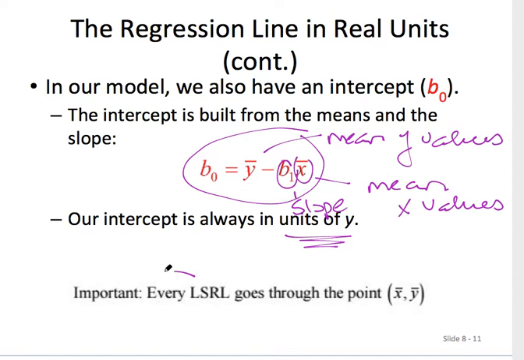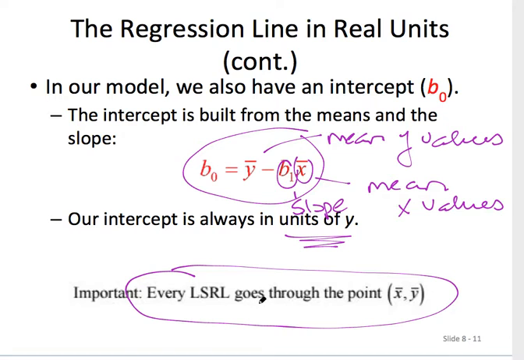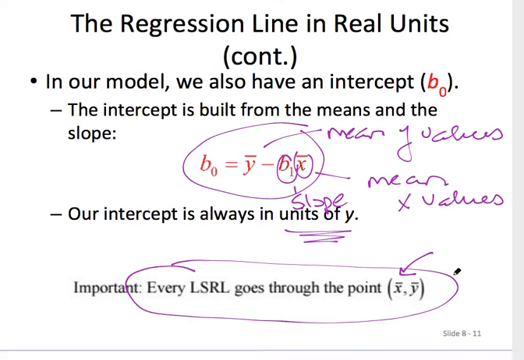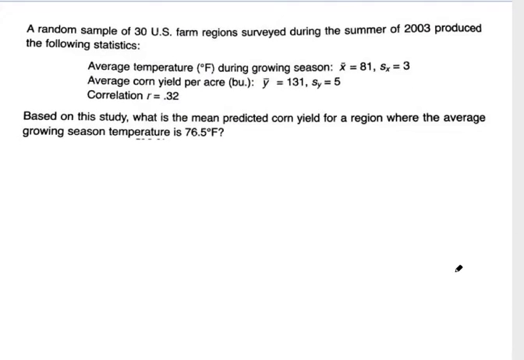Okay, so another important piece of information: every least squares regression line goes through the mean x value, comma, the mean y value. Okay, I have seen this question asked, so make sure you make a note of that. All right, let's go through a quick example.